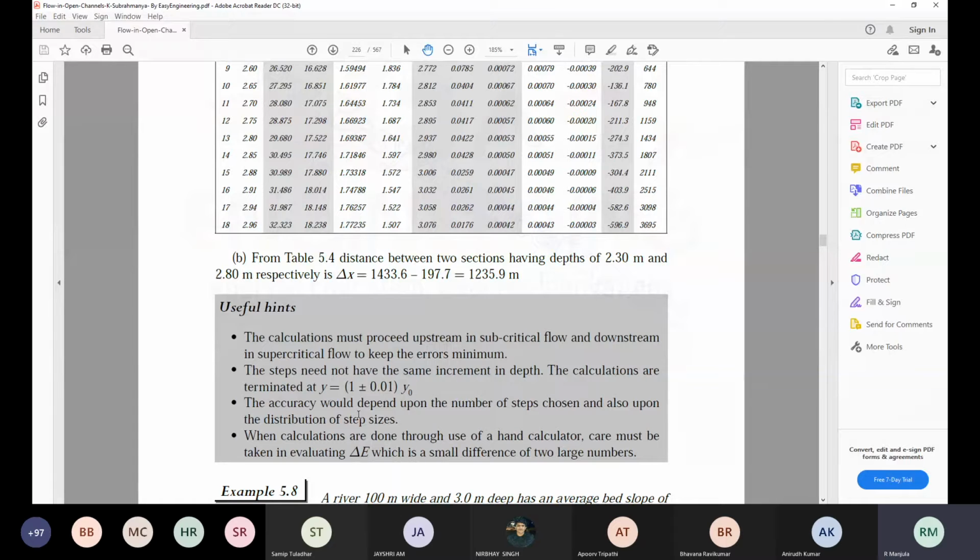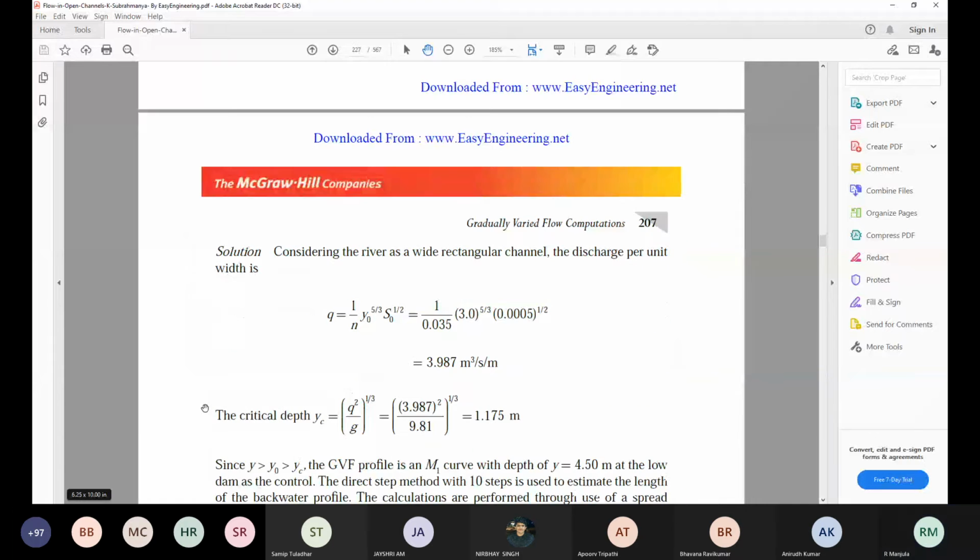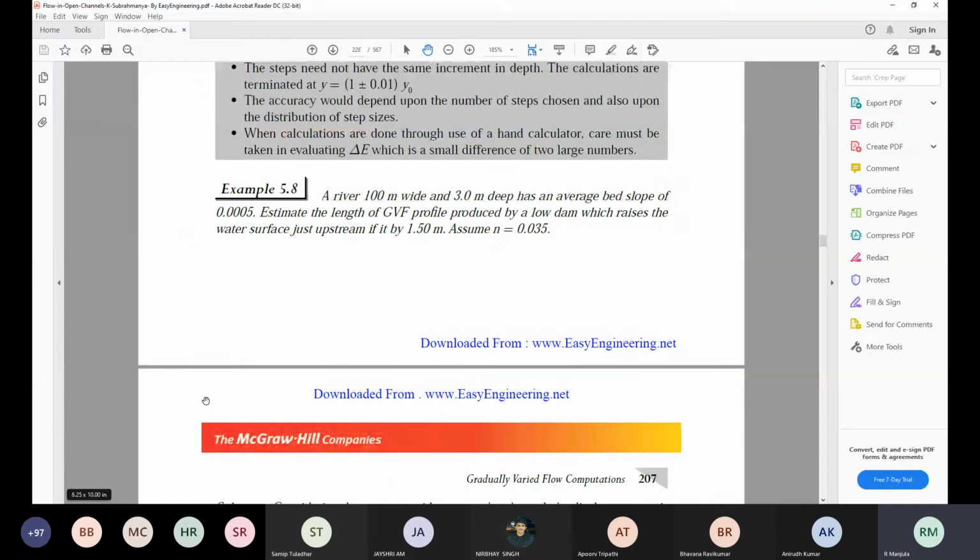It depends on how many steps you are going to go for and how large the increment is. Based on that you will have the accuracy. And you can also do these calculations in the spreadsheet to calculate what the depth could be.